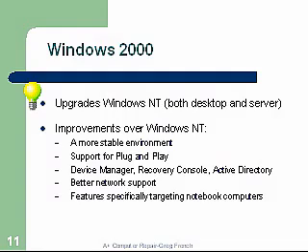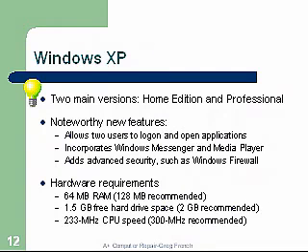Windows XP, 2 main versions, the Home Edition and the Professional. Noteworthy new features: allows 2 users to log on and open applications, so you can have more than one user operating it. Incorporates both Windows Messenger and Media Player. Adds advanced security, such as Windows Firewall. That was something that we had been waiting quite a long time for. When Windows XP first came out, it didn't have it, but it was introduced with Service Pack 2.